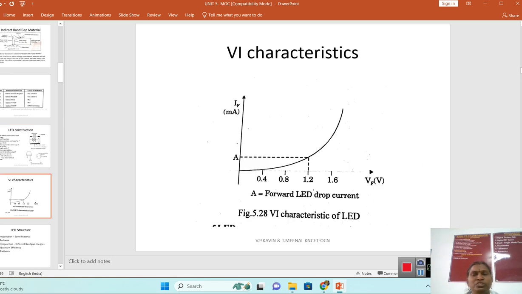This is the VI characteristics of an LED. Here, as the voltage increases, the current automatically increases, depending upon the LED's starting point.